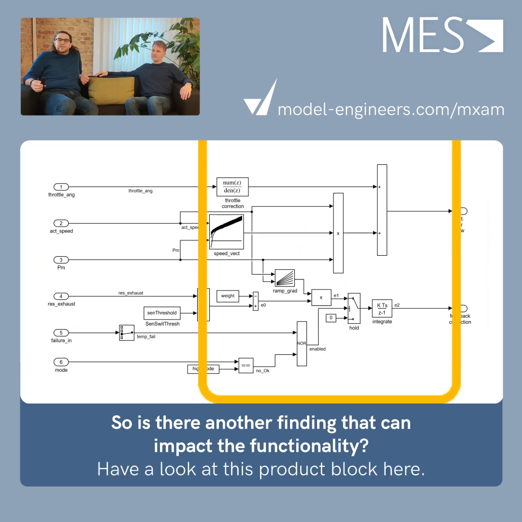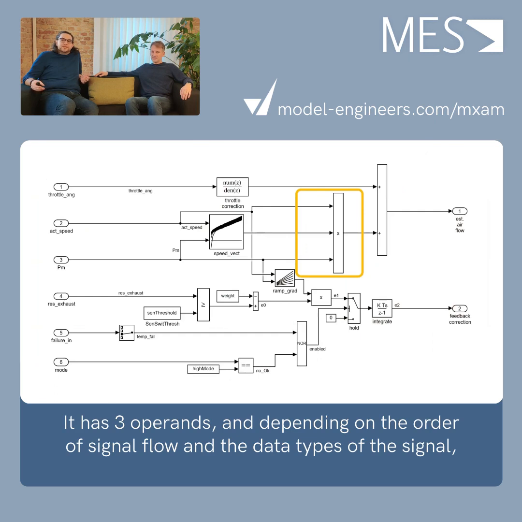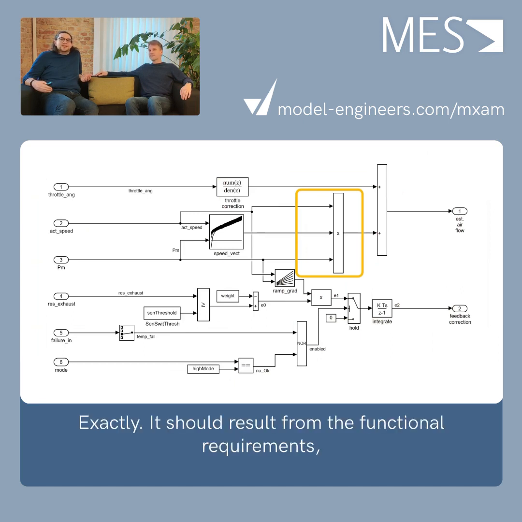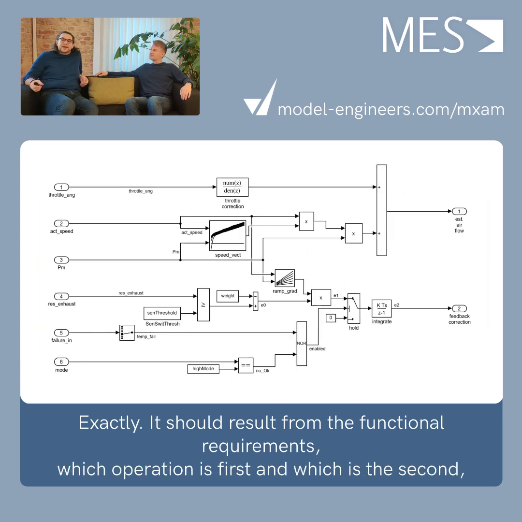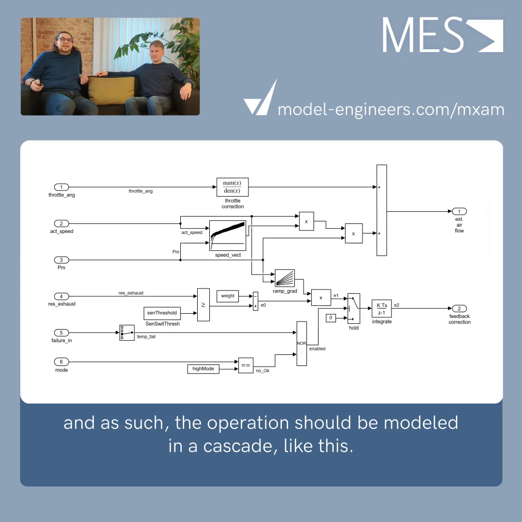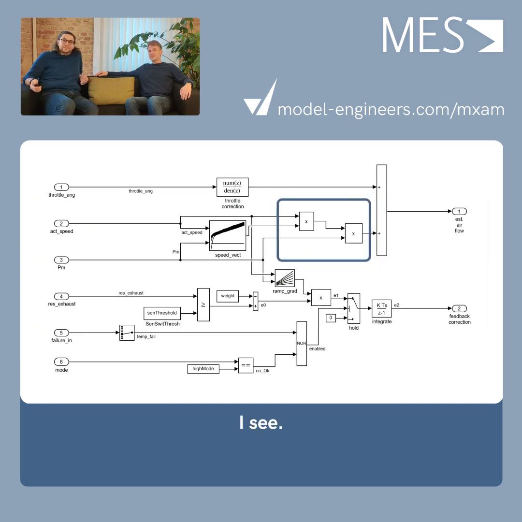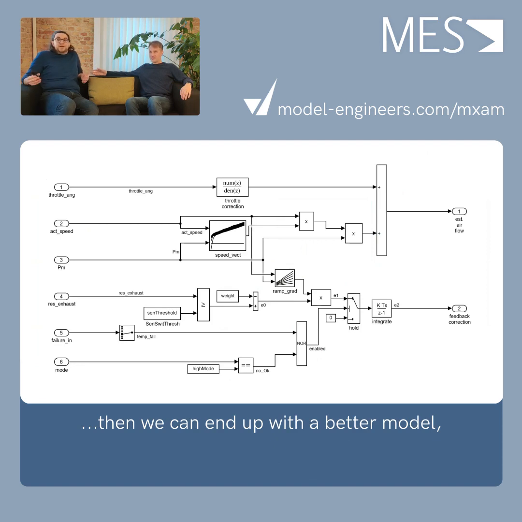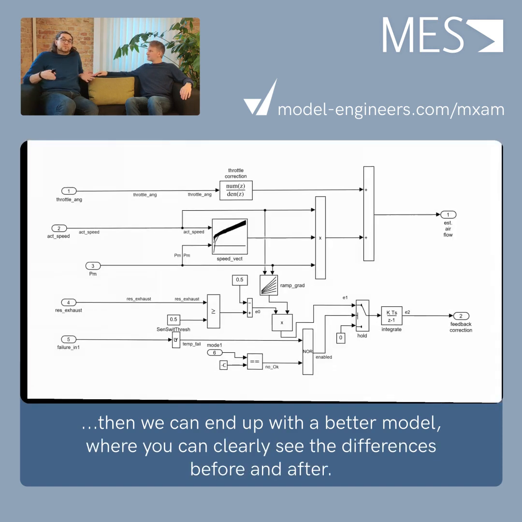Yeah, have a look here at this product block. It has 3 operands. Depending on the order of signal flow and the data types of the signals, this operation really can have different results. So it's best to avoid such a modeling pattern in the first place. Yeah, exactly. It should result from the functional requirements which operation is the first and which is the second. And as such, this operation should be modeled in a cascade, like this. I see. So if we take all these recommendations into account and apply the style guides, we end up with a much better model where you can clearly see the differences before and after.